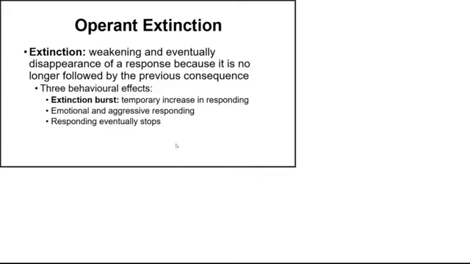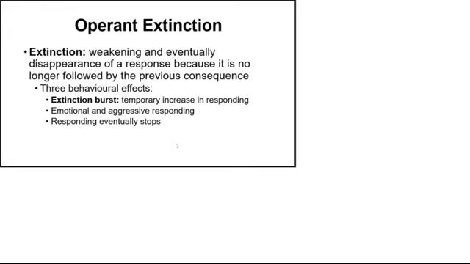For operant extinction, it's kind of the same idea, but now it's the operant response. That behavior is no longer followed by that outcome or consequence. But we have a couple of differences here. The first of these is that we see what's called an extinction burst. So this is a temporary increase in responding once extinction starts.